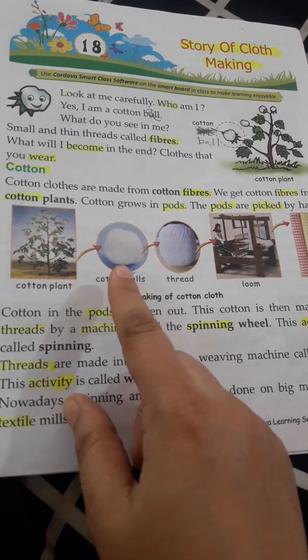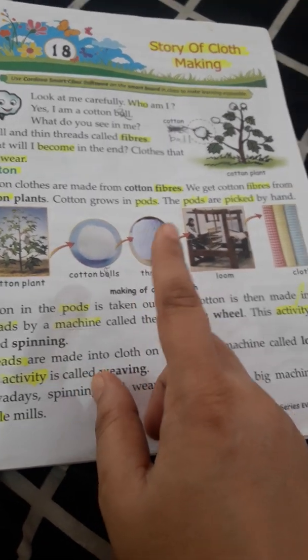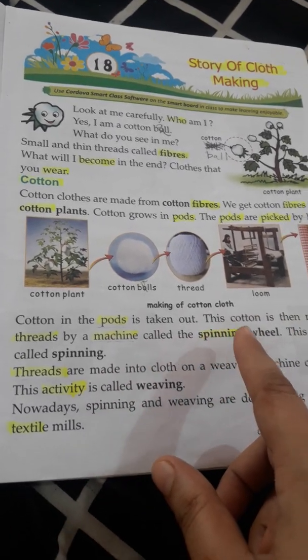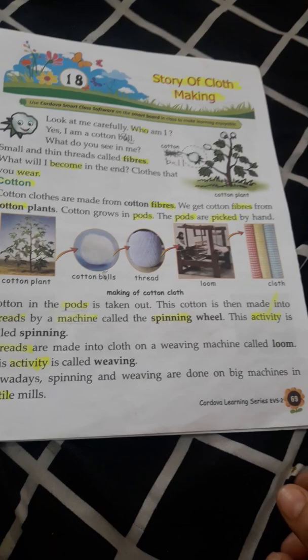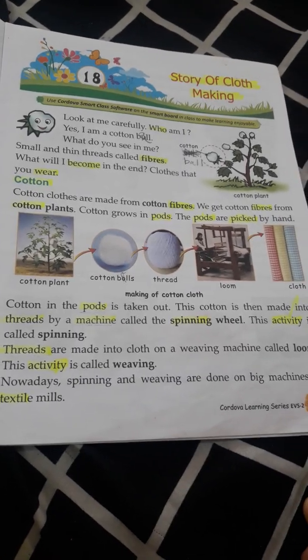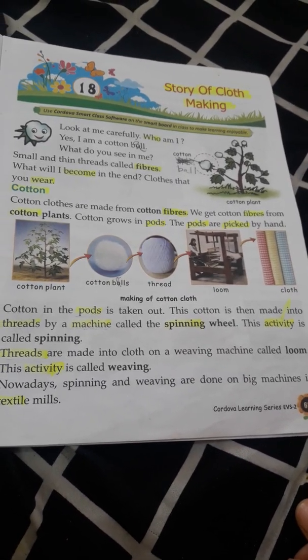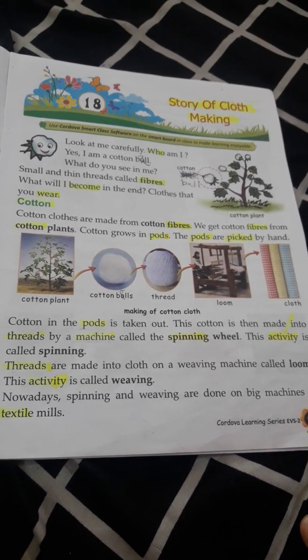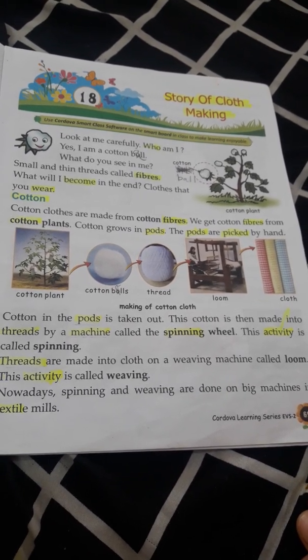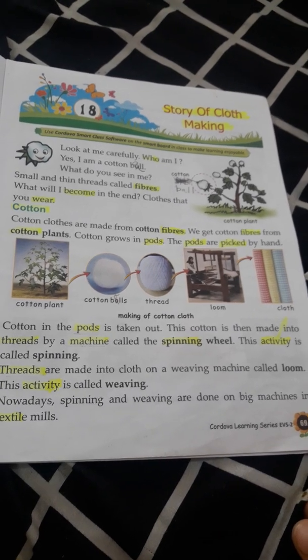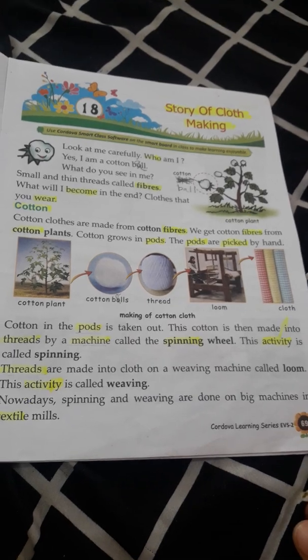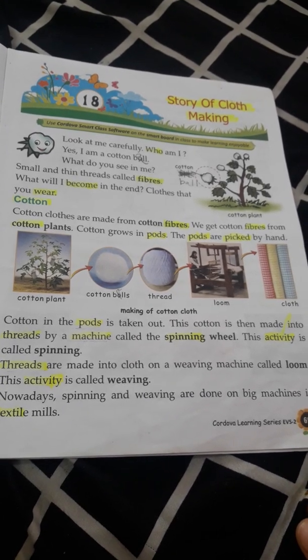Now, the cotton grows in pods. The pods are picked by hands. Cotton in the pod is taken out. This cotton is then made into threads by a machine called the spinning wheel. This activity is called spinning.